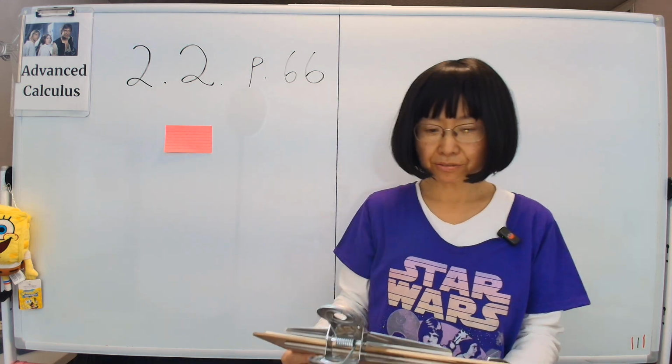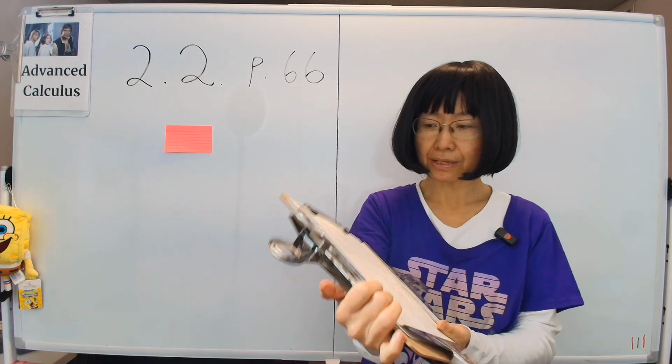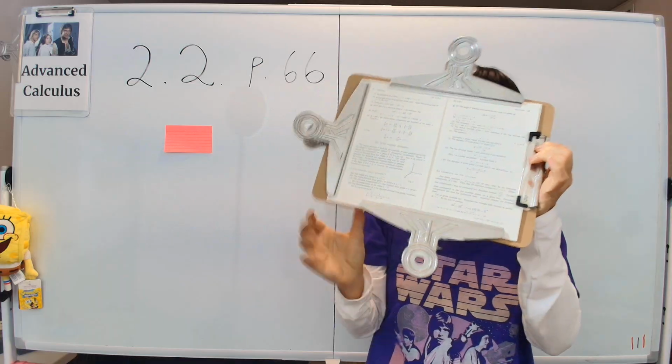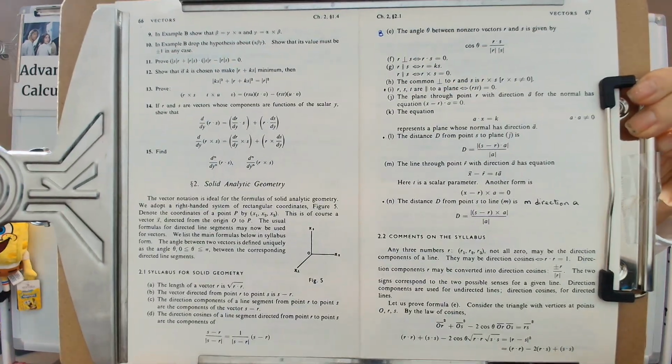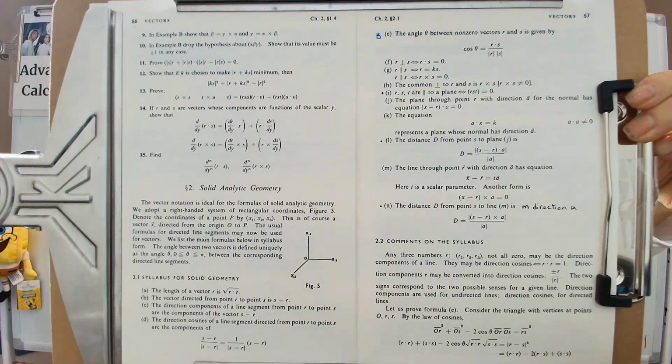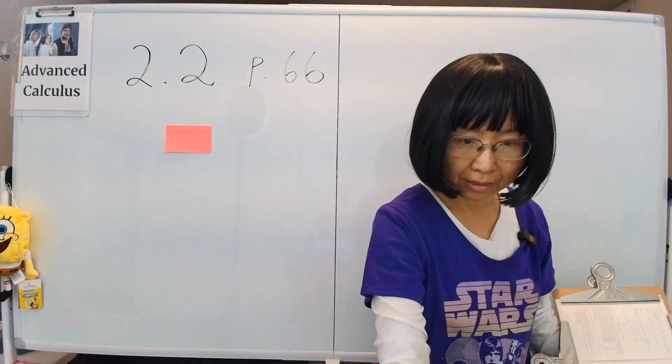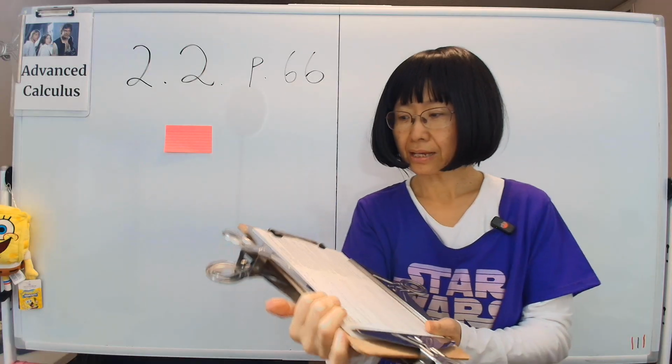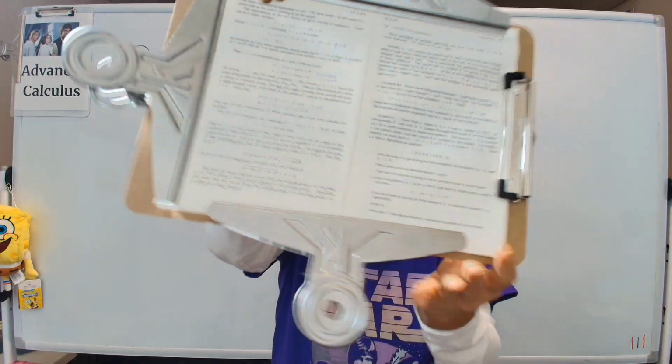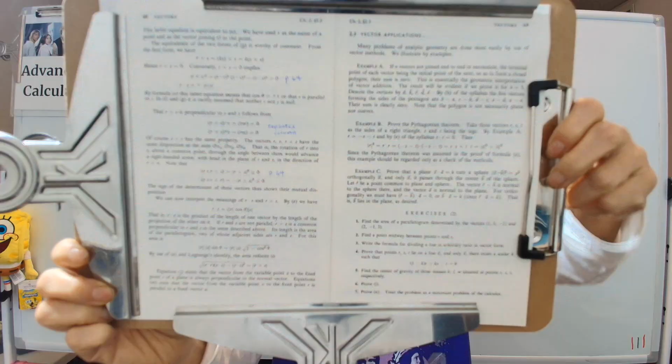Today we are going to do section 2.2. So first let me scan in the book. Let's see, this is page 66 and 67. Okay. And then next, page 68 and 69.